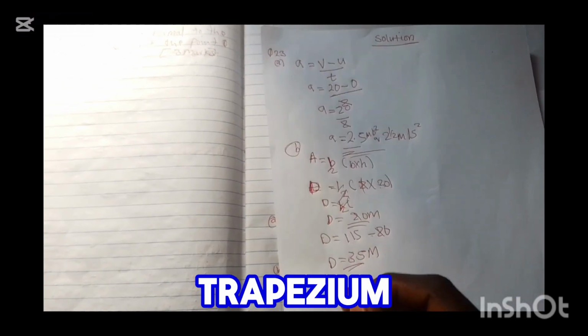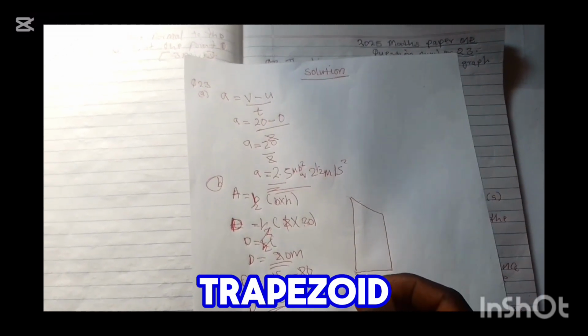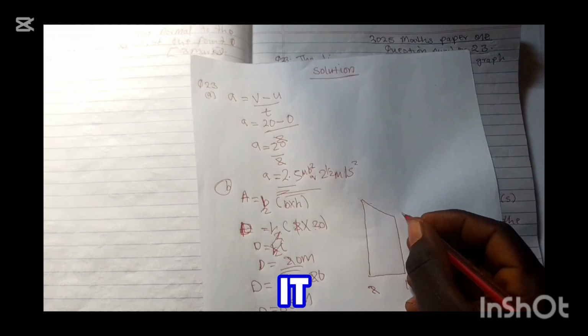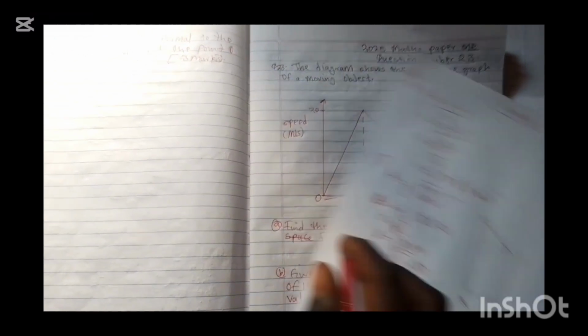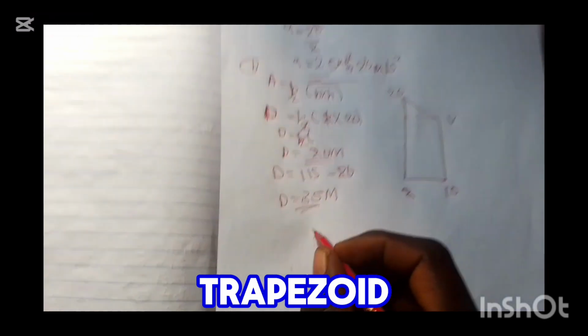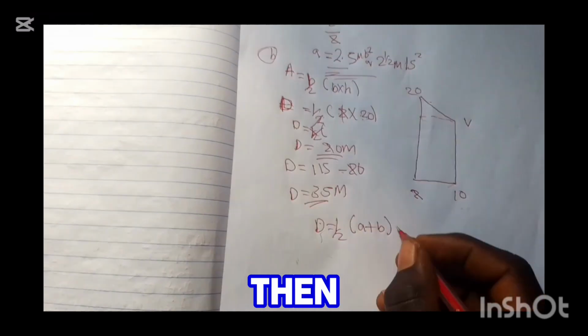So we're going to use the formula for trapezium. We're going first to draw the diagram of the trapezium. So here it is 8, and then here it is 10, here it is V, and then here it is 20. So this is a simple diagram of this shape. So we're going to use the formula for trapezium. So distance is equal to 1 over 2, which is half, A plus B, then height.